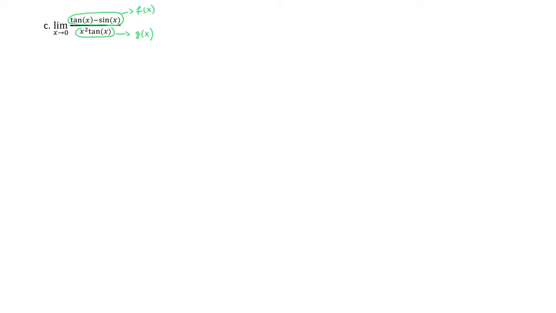If you don't mind, I am going to avoid writing those conditions just to speed up the process. So f and g are differentiable in a small interval around 0. Now I have to check the second condition. I have to check that g prime of x is not equal to 0 around 0. However, given that g of x is equal to x squared times tangent of x, that makes it a little bit difficult for me to see whether indeed that derivative is non-zero.